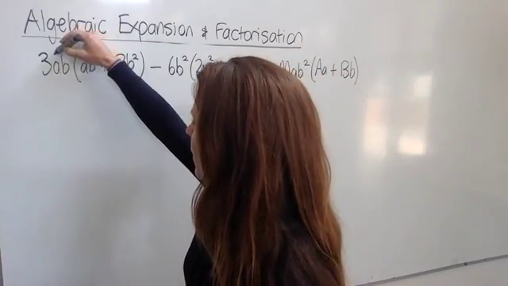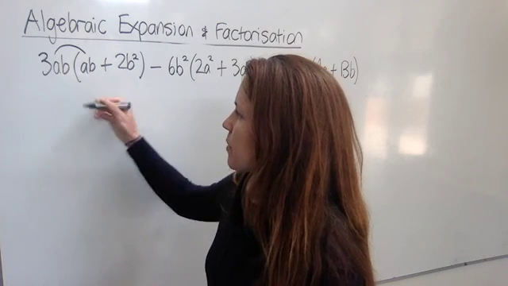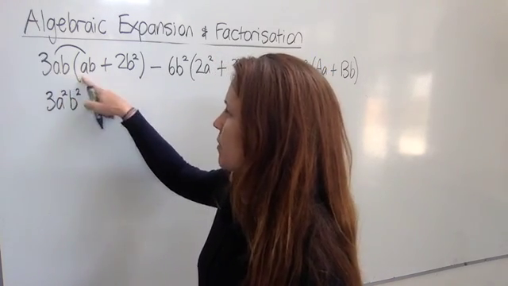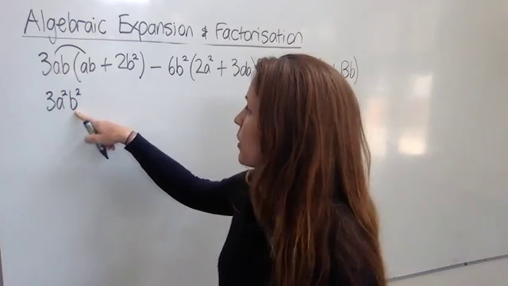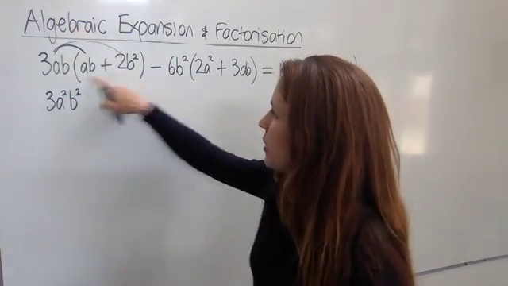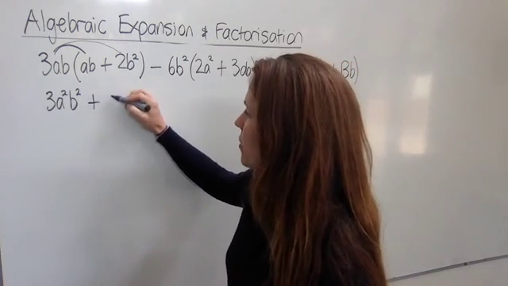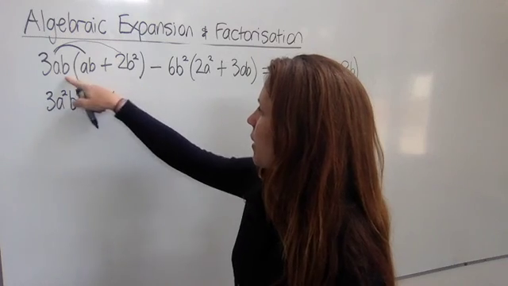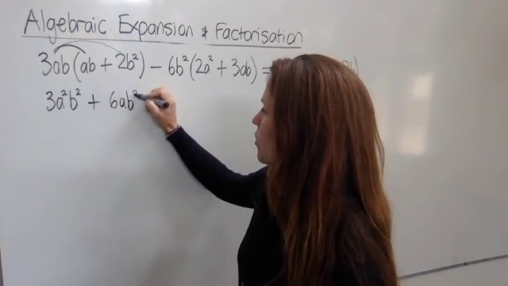So I'm going to expand out here. I've got 3ab times ab. That'll give me 3a squared b squared, because a times a is a squared, b times b is b squared. And then I need to do this whole term multiplied by this one. So the 3 2's will give me 6. And a and b times b squared is b cubed.